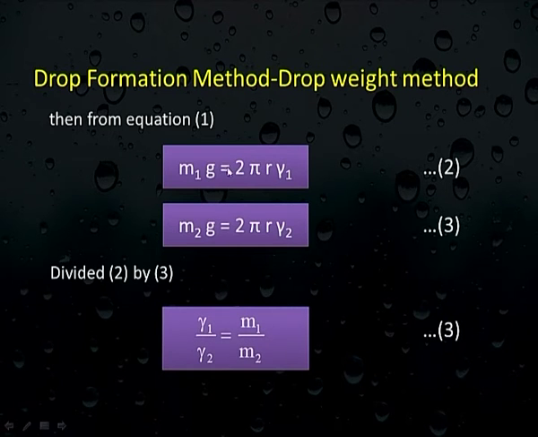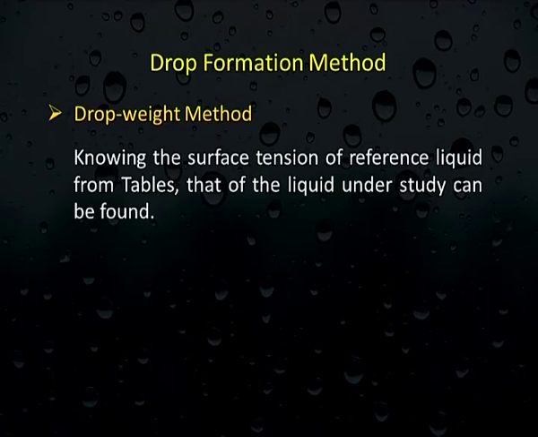Now, we will divide equation 2 by 3 and then we will reach gamma 1 upon gamma 2, the ratio of the surface tension, which will be equal to m1 upon m2. Now, knowing the surface tension of the reference liquid, that is water, with the help of a standard table, we can calculate the surface tension of the liquid under study, since we have already calculated m1 and m2, that is the mass of one drop of the two liquids.